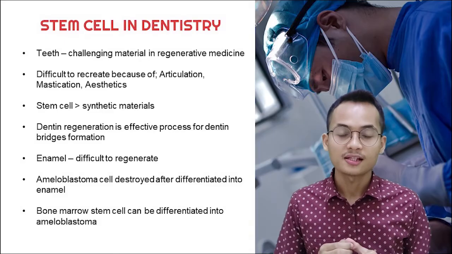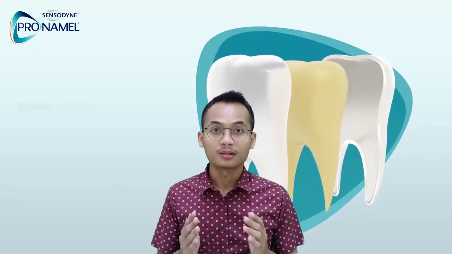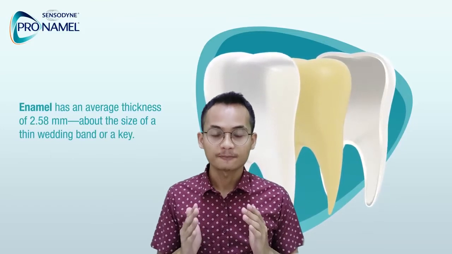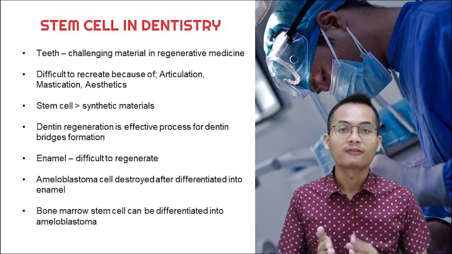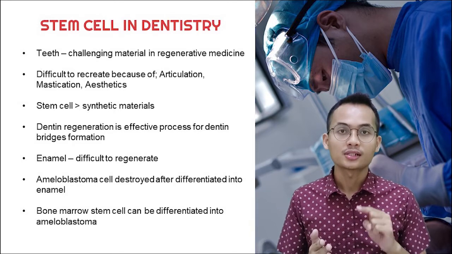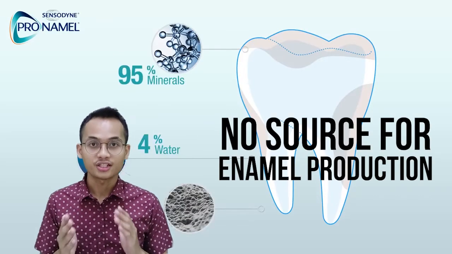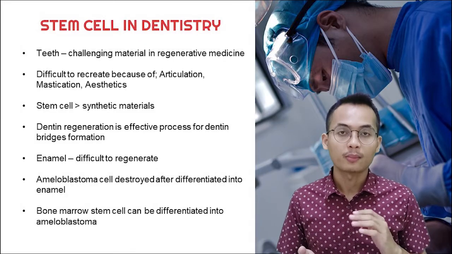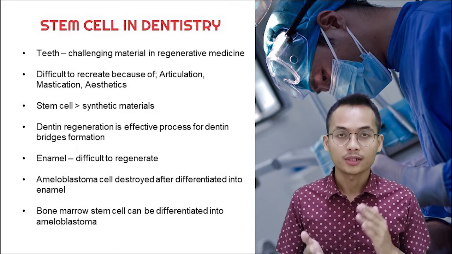Currently, in dentistry research, stem cells are used more than synthetic materials. Enamel, which is one of the teeth components, is difficult to regenerate. This is because ameloblasts are destroyed after differentiating into enamel. So, there is no source for enamel production. Bone marrow stem cells can be differentiated into ameloblasts, which then will be differentiated into enamel.